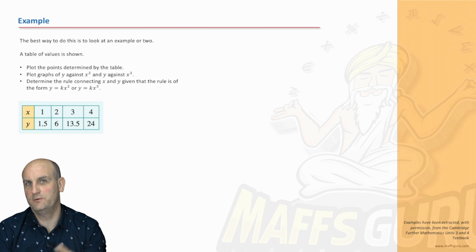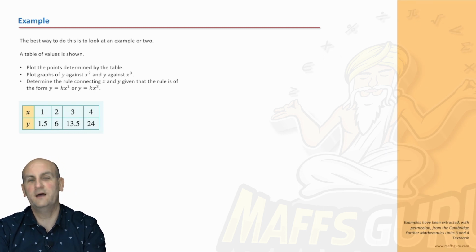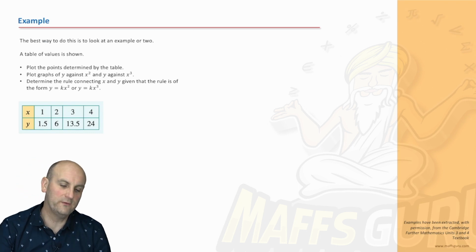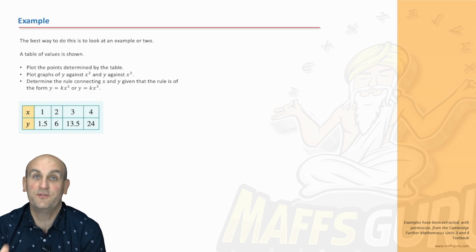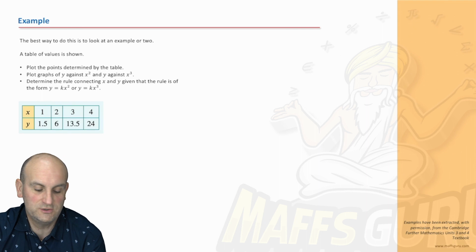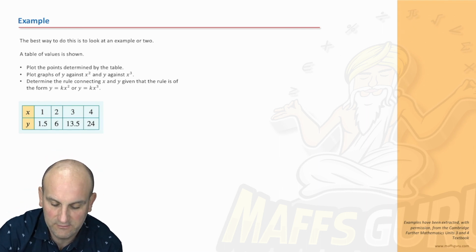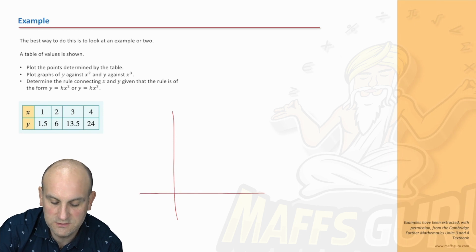Let's do two examples. I'm going to use my CAS for most of it, but you can do it by hand as well. This question comes from Cambridge, and thank you very much for allowing me to use your examples. A table of values is shown. The first thing it asks you to do is plot the points determined by the table. So we had points here, and ideally they wanted you to draw a graph.